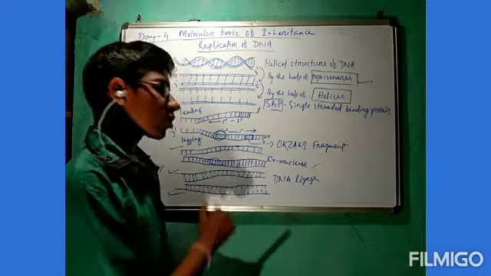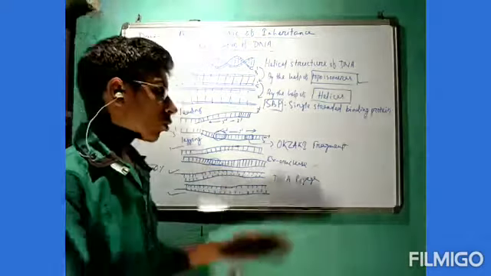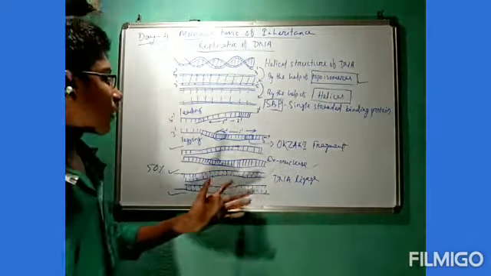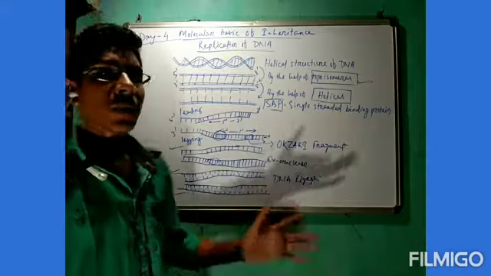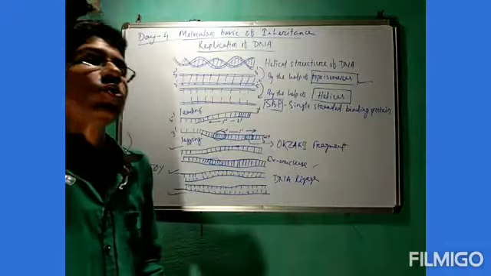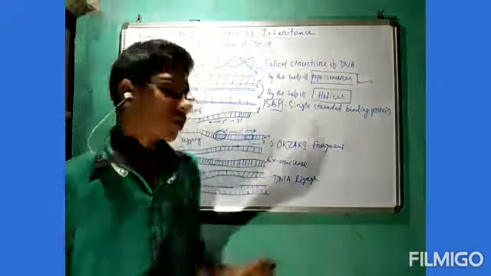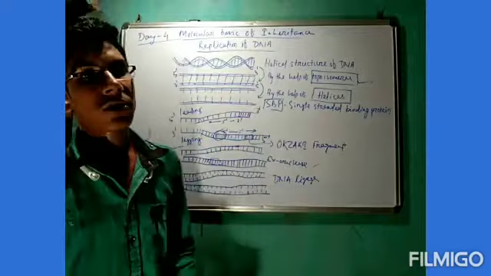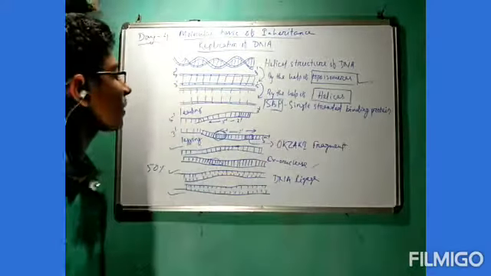After that, the topoisomerase enzyme is used again to help convert the linear structure to the helical structure. The topoisomerase is again used to convert the linear structure into the helical structure. This is all about the process of replication.